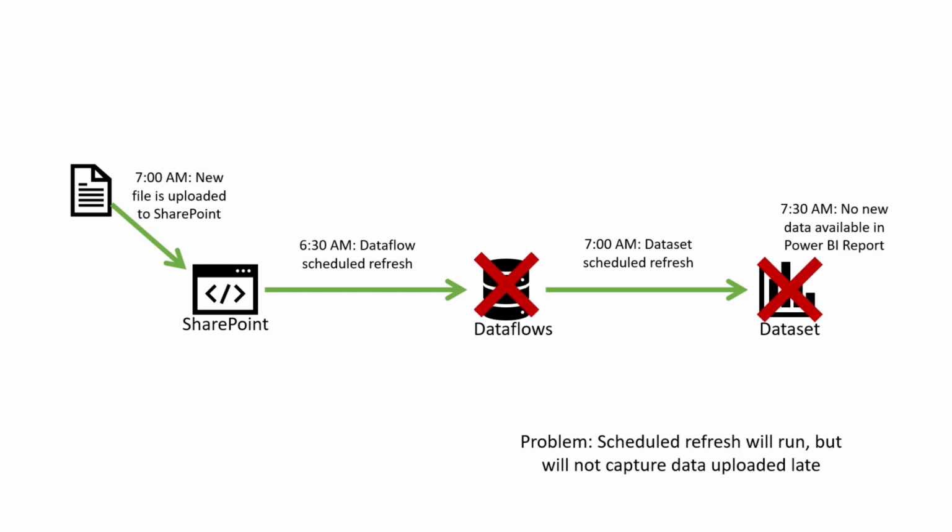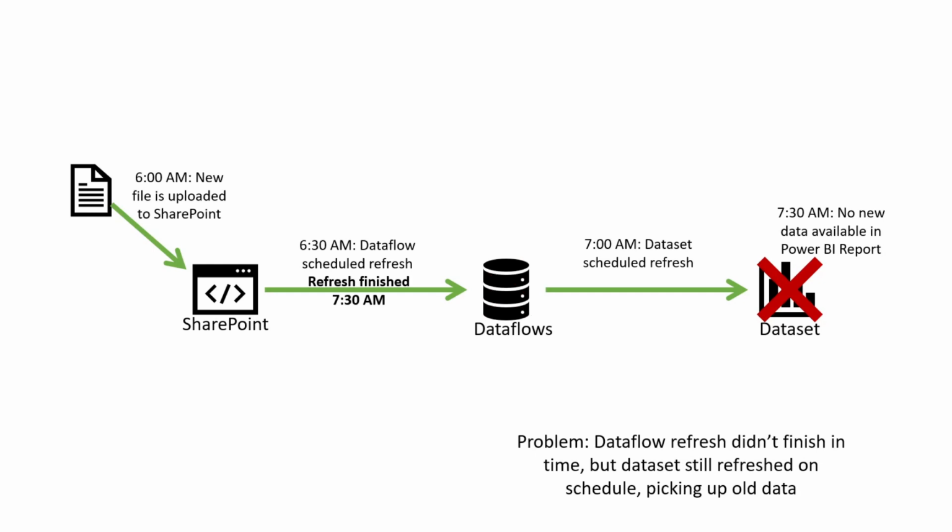Now, this solution from end to end is fully automated, but there are some potential issues that could arise. Let's say, for example, the data was updated late. Instead of the data getting uploaded to SharePoint at 6 a.m., it gets uploaded an hour later. This means that the data flow schedule refresh still happens at 6:30. It doesn't really matter if there is data in the SharePoint folder or not. The schedule refresh will still run on the same schedule regardless, which means that even though this refresh will run, it will not capture the latest data in the SharePoint, and in turn the dataset will also be outdated.